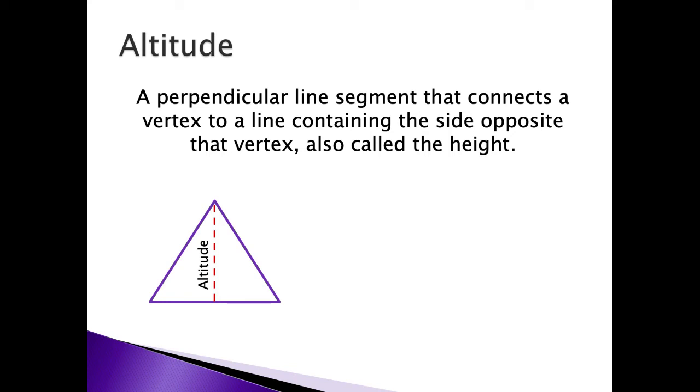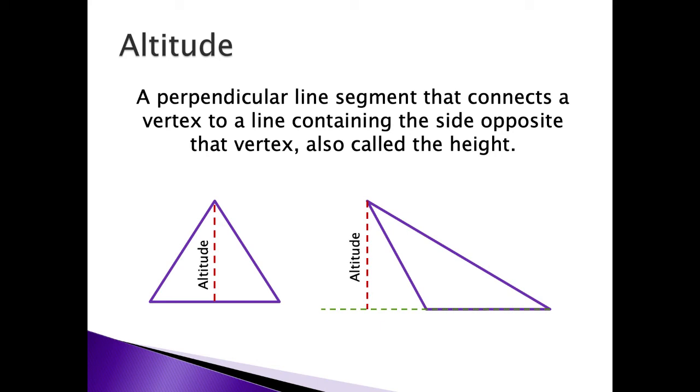Now, notice that in that triangle, the altitude is on the inside. But if I have an obtuse triangle, we'll talk about obtuse in a minute, I can draw the altitude outside of the triangle. Okay? That's important.